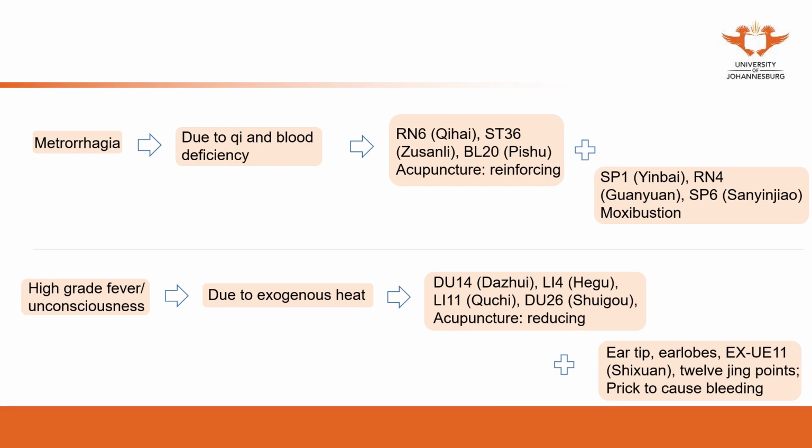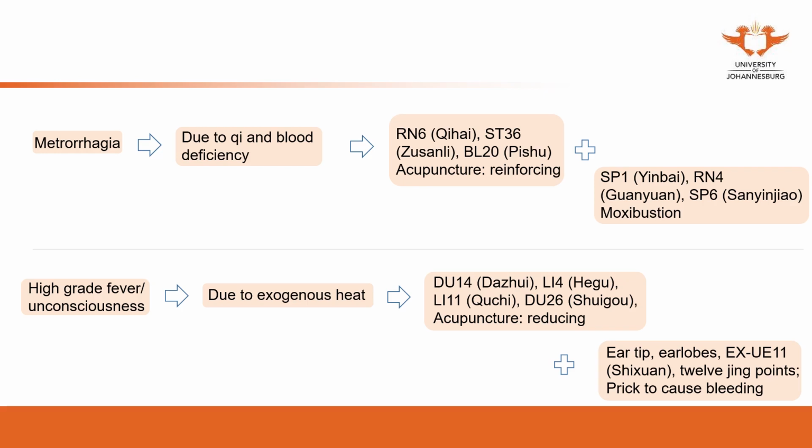For example, a patient suffers from excess bleeding in the vagina. In this situation, if it is diagnosed as Qi and blood deficiency, we're going to use Ren 6, Stomach 36, Blood 20. We're going to apply acupuncture, using the reinforcing manipulation. In the meantime, we can add Spleen 1, Ren 4, Spleen 6. We can use the Moxibustion.